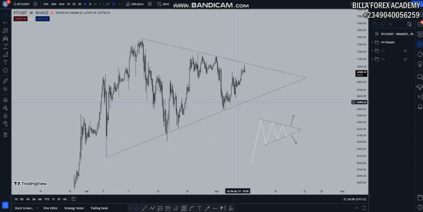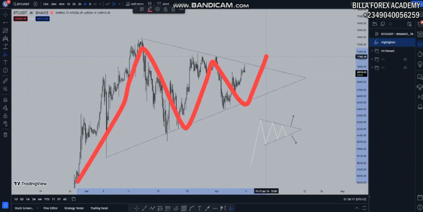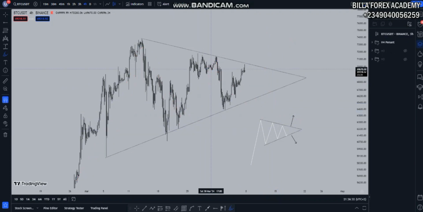I'm seeing a bullish pennant over here. Some people will say, since it's a bullish pennant, price will break out to the upside with a test and go back up. But to me, I will say that the pennant can break out in any direction. So it can either break out to the upside or to the downside. This is what we have on the 4 hours. We have a bullish pennant, so price can break out to the upside or to the downside.